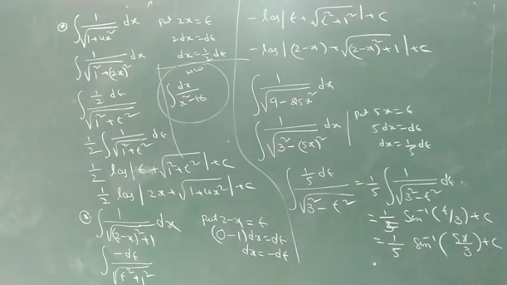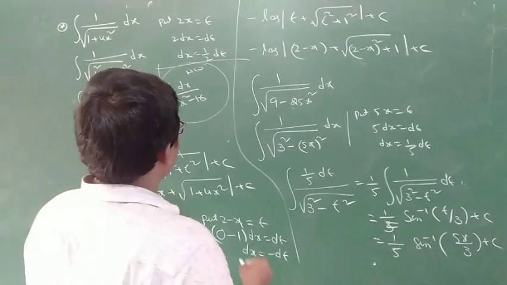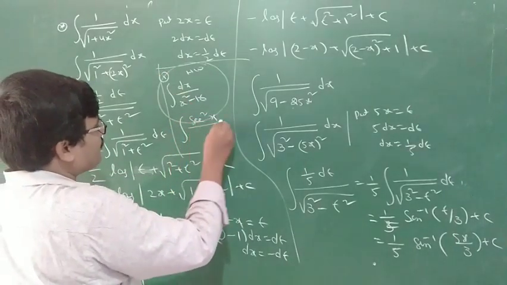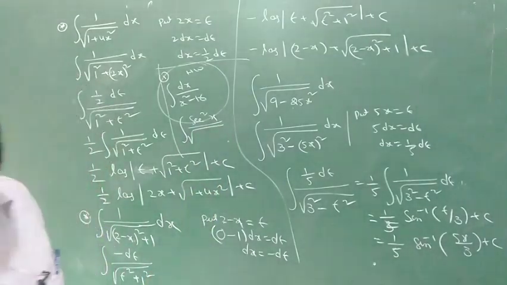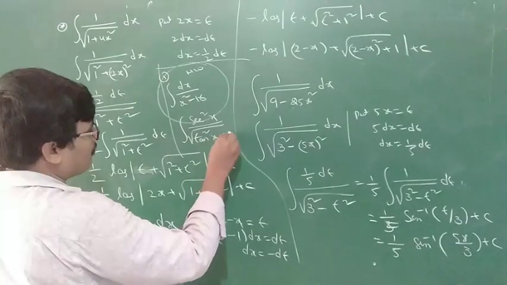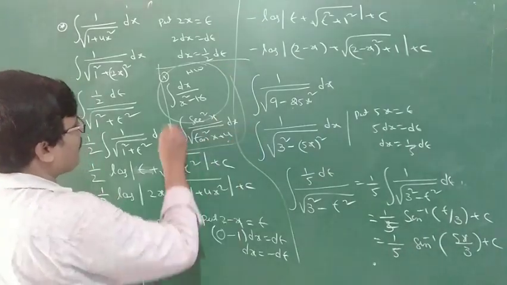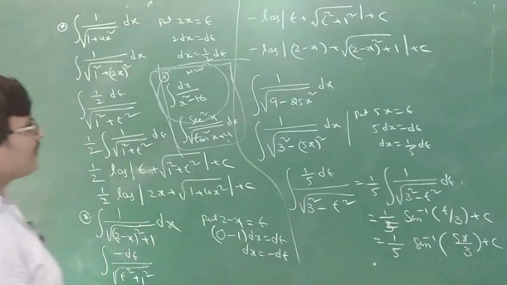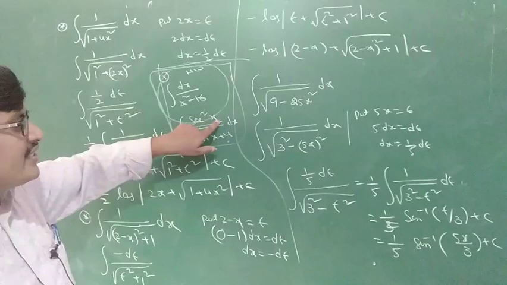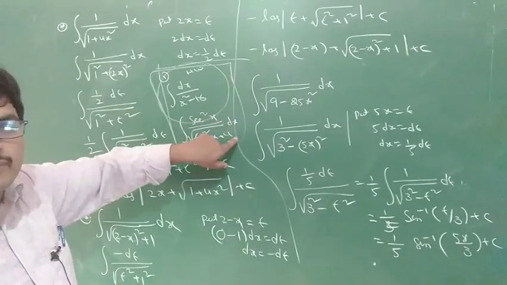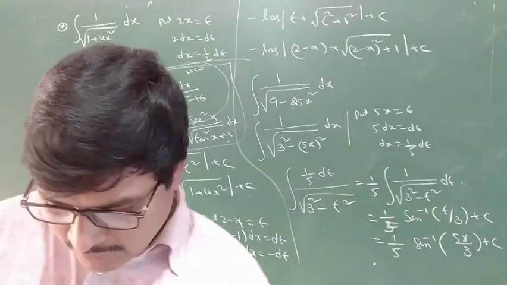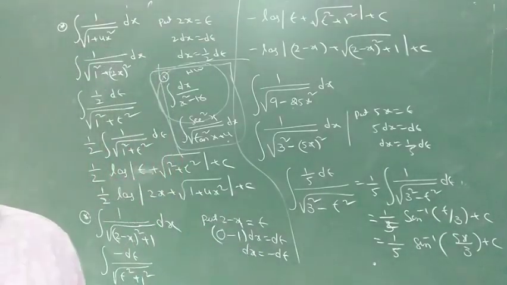And another one: integral secant square x dx by root of tan square x plus 4. These two, integral dx by x square minus 16 and integral secant square x dx by root of tan square x plus 4, are homework. Tomorrow we continue with the next. Okay, thank you.